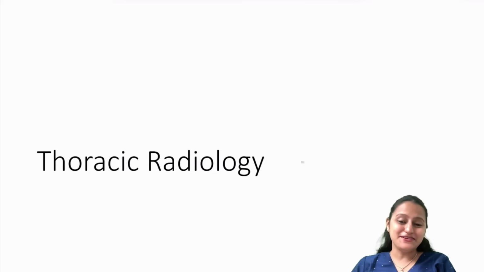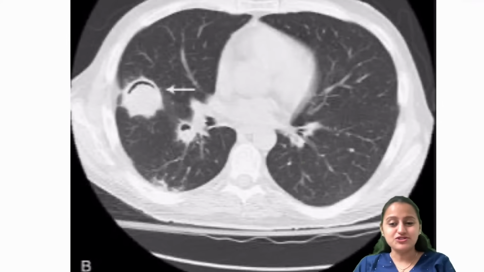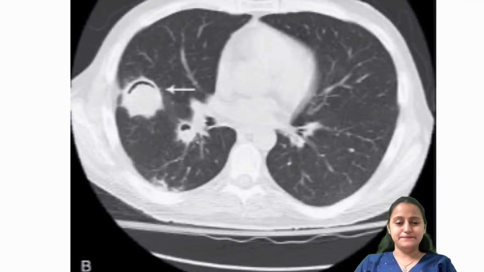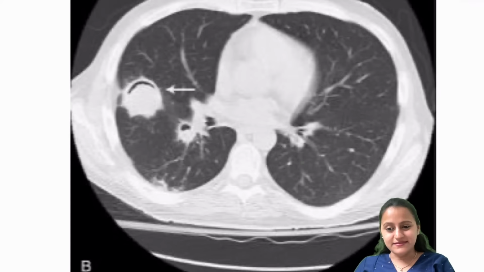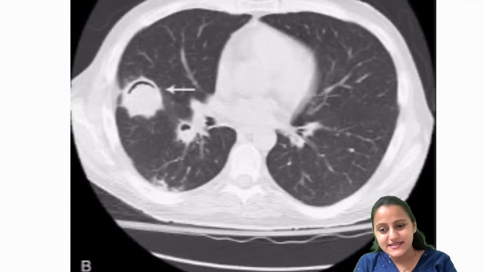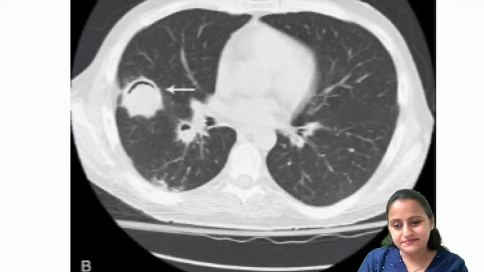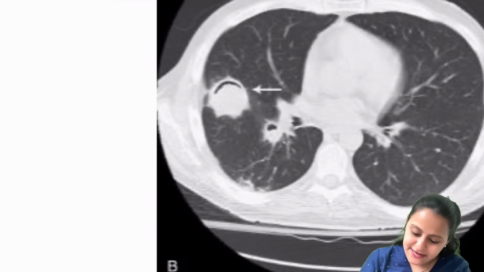So going on with thoracic radiology. Recent exam question. Tell me what sign is this and where do we see this? So this is the black air appearing like a crescent. Logically, you can see that. So what is this sign called?